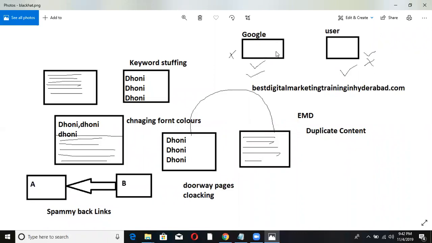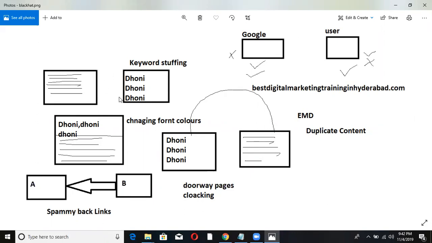There are two users. There is one guy who is very good at content writing. He can write poetic content, and when a user comes to his page, the user feels very happy and satisfied. But because he hasn't used any keywords, Google will not be happy. Google will never put him on top.